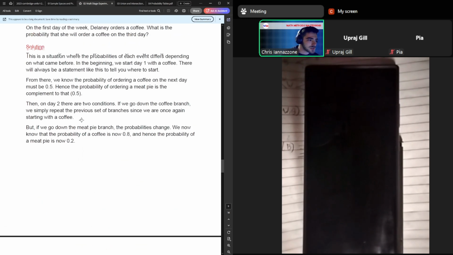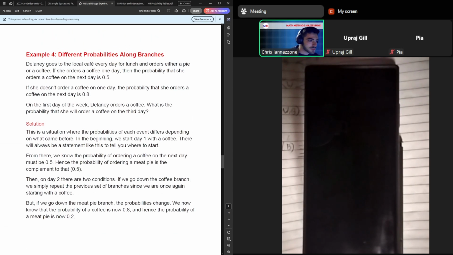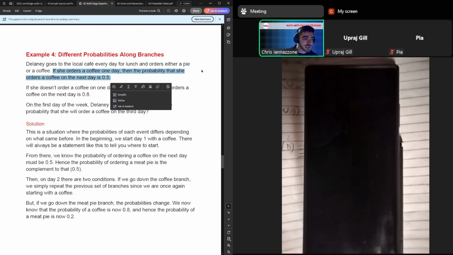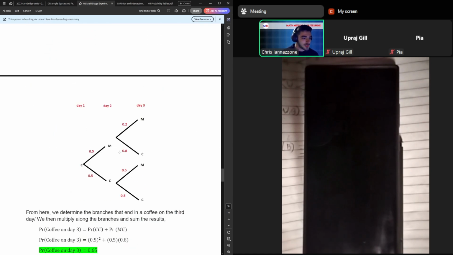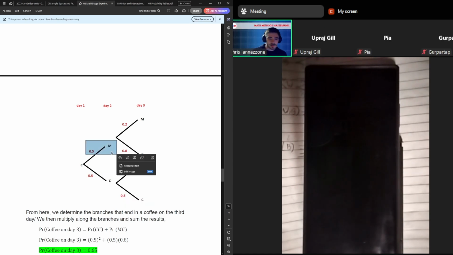From there, that means that to finish up the tree diagram, we need to start with the statement that implies that coffee was ordered on the previous day. All right? Coffee was ordered one day, so we know that coffee on the next day is going to be 0.5. That's why this is a 0.5, and the reason why this is a 0.5 is again because all the branches have to add up to 1 in a given sequence.